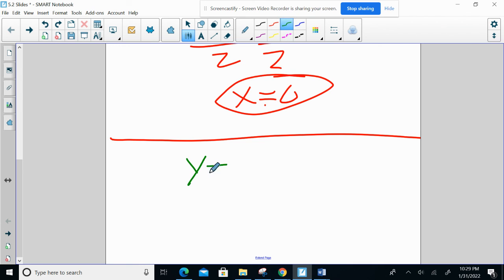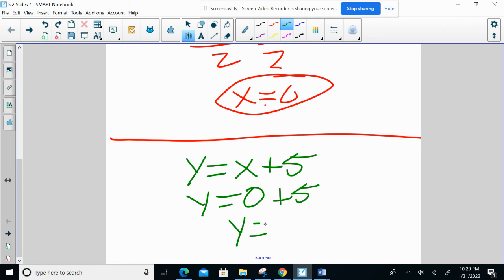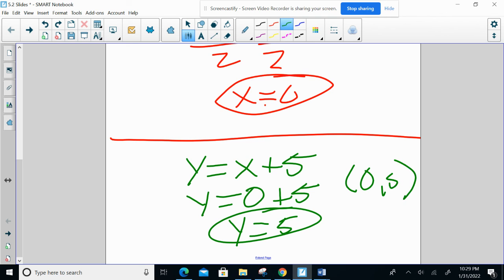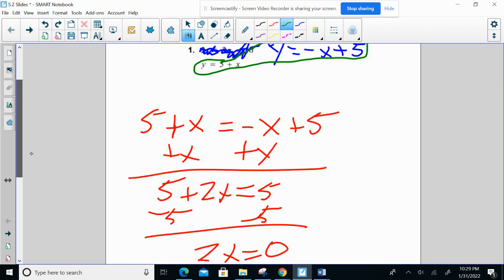Pick one of your equations. This one's going to be really easy because you're just going to plug in 0 for x. There you go. It's always nice to write it as a point to kind of close it out. But we even said the answer is 0, 5.